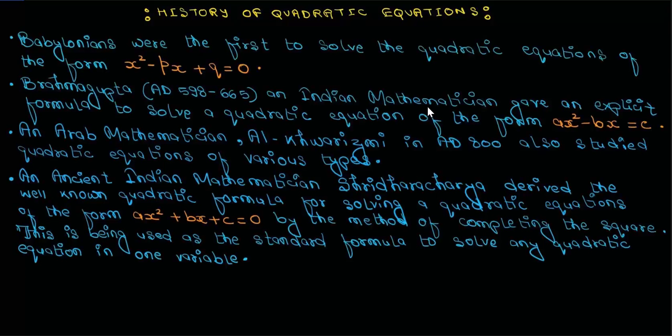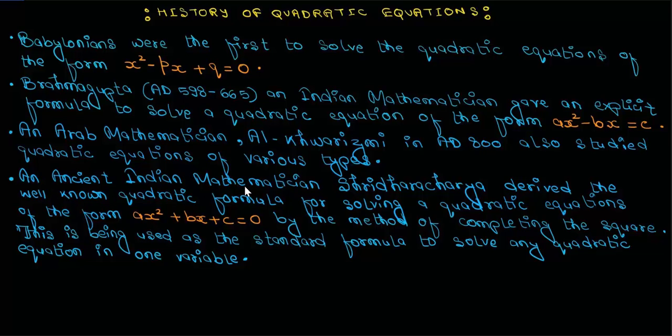History of quadratic equations. Babylonians were the first to solve quadratic equations of the form x square minus px plus q equal to 0, where p and q belong to any real number. Brahmagupta, AD 598 to 665, an Indian mathematician, gave an explicit formula to solve a quadratic equation of the form ax square minus bx equal to c, where a, b, c belong to R and a is not equal to 0. An Arab mathematician, Al-Khwarizmi, in AD 800 also studied quadratic equations of various types.